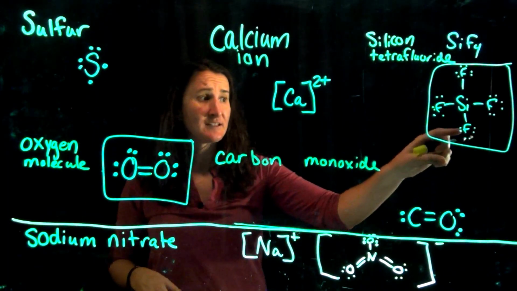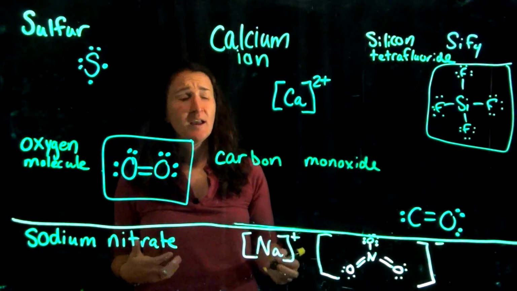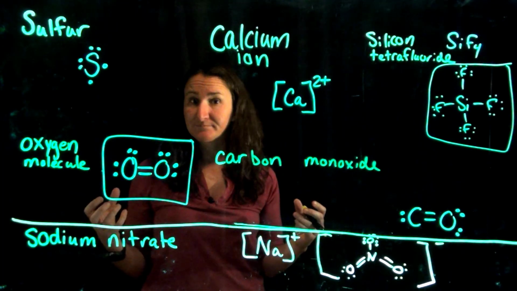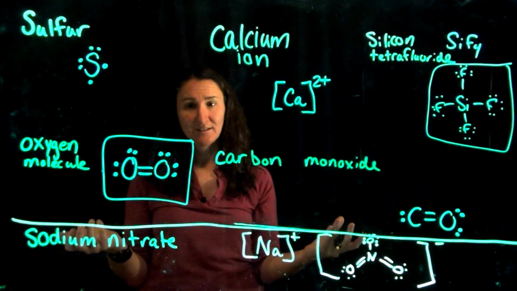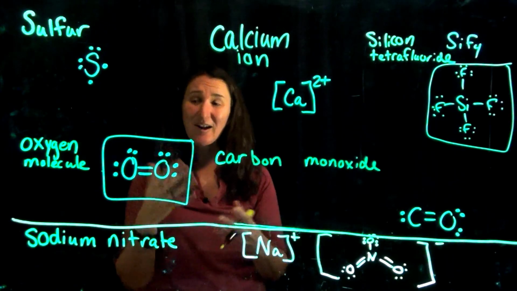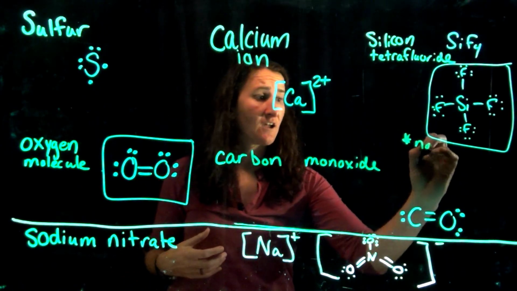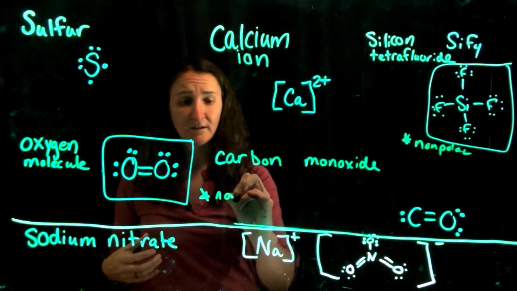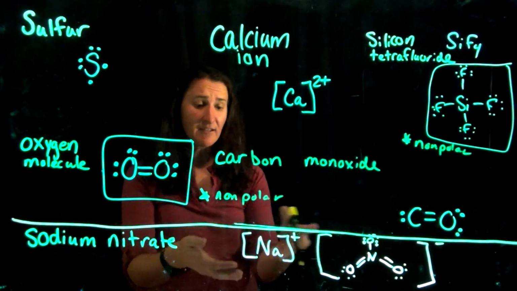If I swapped in a chlorine for a single fluorine, now it's going to be polar, because fluorine is going to pull electron density differently than a chlorine. But since it's symmetric, it's going to be nonpolar. All right? Same thing for here. Very, very symmetric. And so your oxygen is going to be very nonpolar. So I'll write that here. Nonpolar, nonpolar, etc.